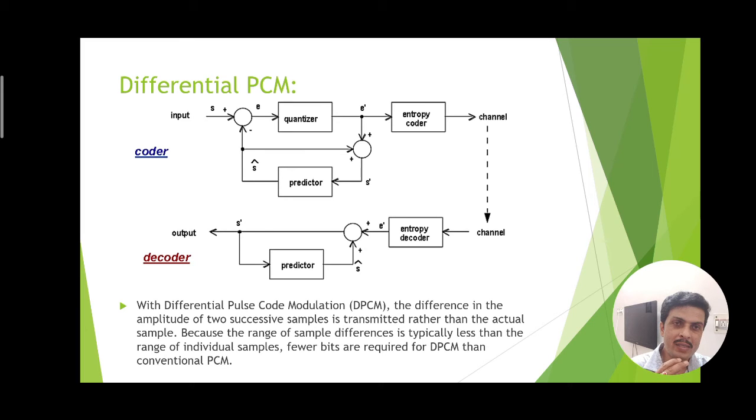The receiver has a first stage entropy decoder, and that is fed to a similar accumulator circuit, which also employs a predictor. Therefore finally we get the output which is proportional to the message signal. In differential pulse code modulation, the difference in the amplitude of two successive samples is transmitted rather than the actual sample, because the range of sample differences is typically less than the range of individual samples. Fewer bits are required for DPCM than for conventional PCM.